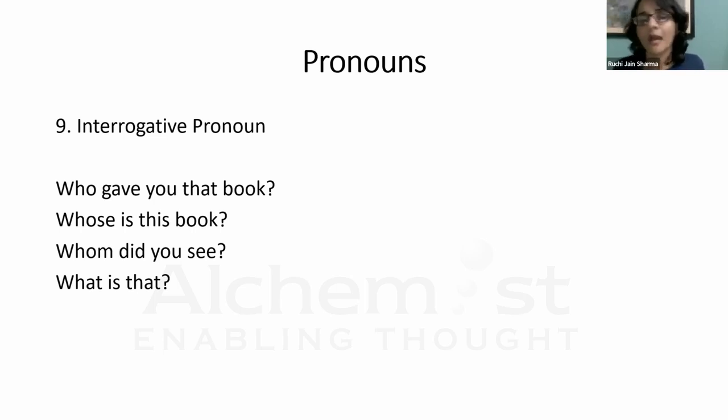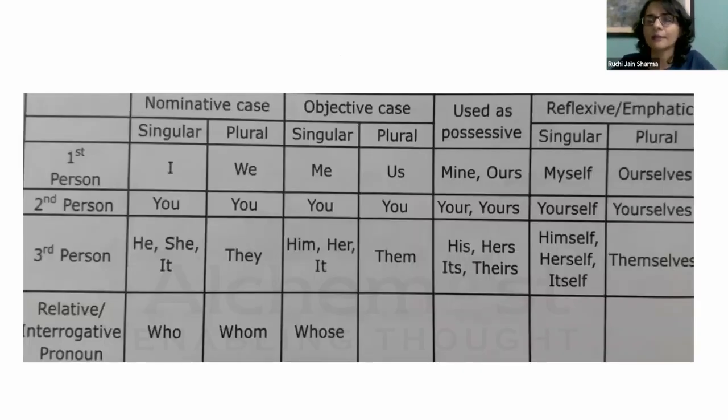Right, so I cannot say Amit is absent because she is not well, because Amit is singular and masculine. So the pronoun replacing here should also be singular and masculine. Okay, so this is the basic rule that you have to remember when you are looking out for pronoun errors. Okay, now let's look at this table that I've got.